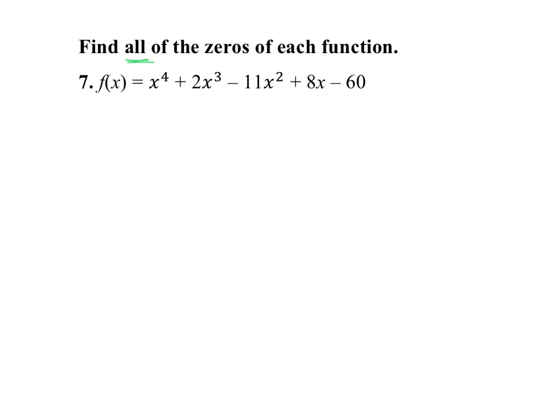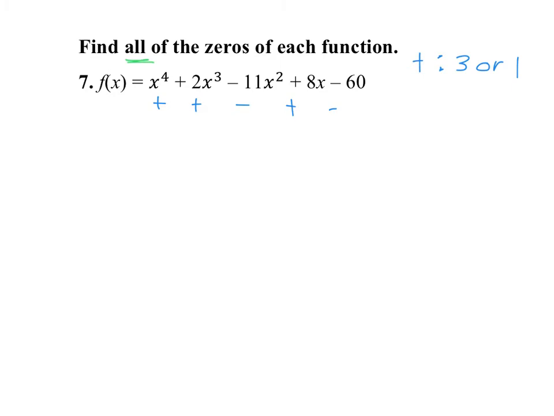All right, so let's start with what we learned in a previous lesson. Look at the sign changes. Positive, positive, negative, positive, negative. I see 1, 2, 3 sign changes. So we have 3 or 1 positive real zero.